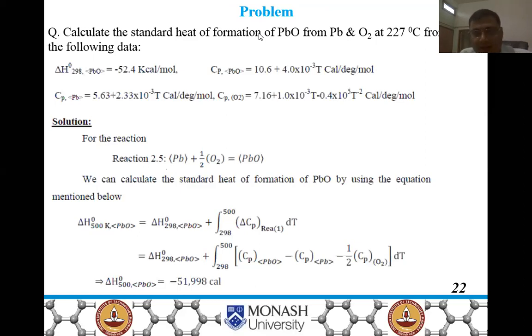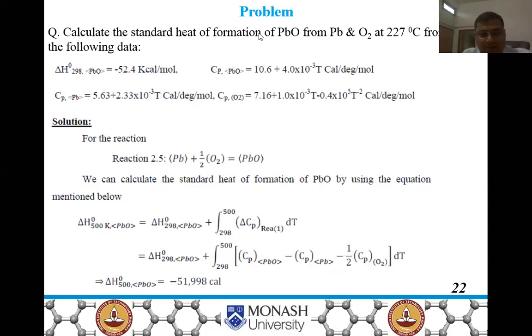Now we'll discuss one problem. Calculate the standard heat of formation of PbO from Pb and O2 at 227 degrees centigrade from the following data. Delta H at 298 K for PbO is given to be minus 52.4 kilocalories per mole, and Cp of PbO is given to be 10.6 plus 4 into 10 raised to the minus 3 T calorie per degree per mole, and Cp of Pb is given to be 5.63 plus 2.33 into 10 raised to the minus 3 T calorie per degree per mole, and Cp of O2 is given as 7.16 plus 1 into 10 raised to the minus 3 T minus 0.4 into 10 raised to the 5 T raised to the minus 2 calorie per degree per mole.